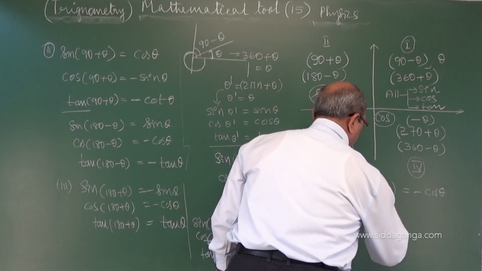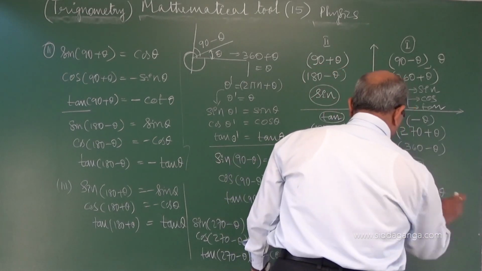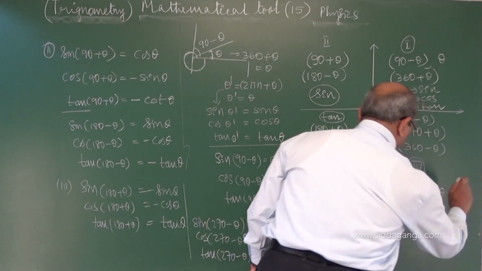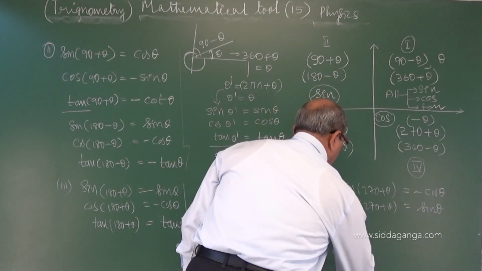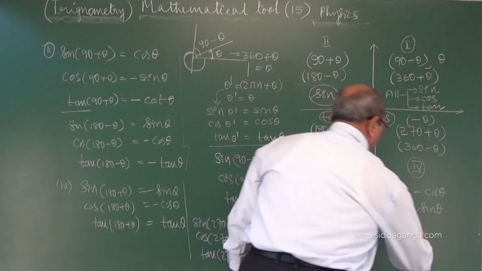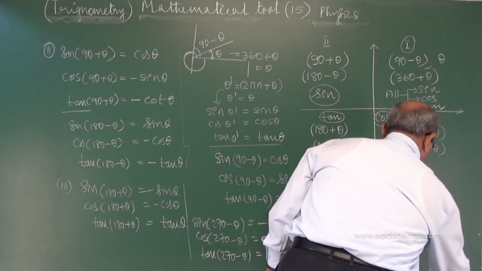Cos of 270 plus theta, cos is positive, so that becomes sin theta. Tan of 270 plus theta is equal to reverse cot theta, but negative.